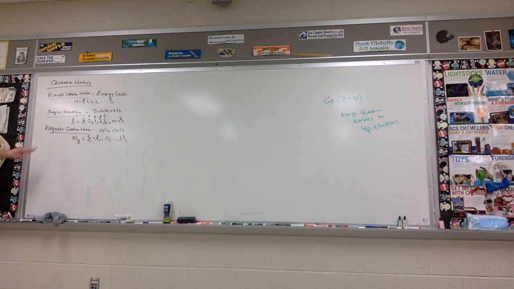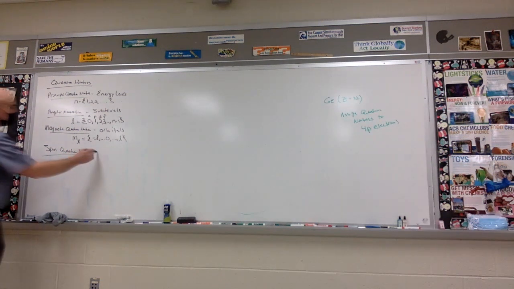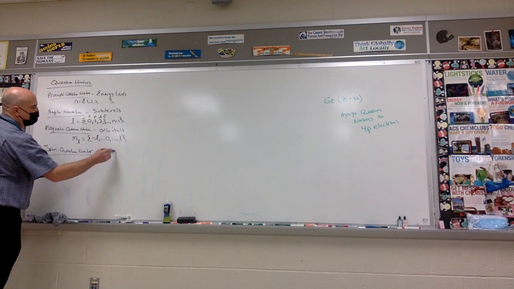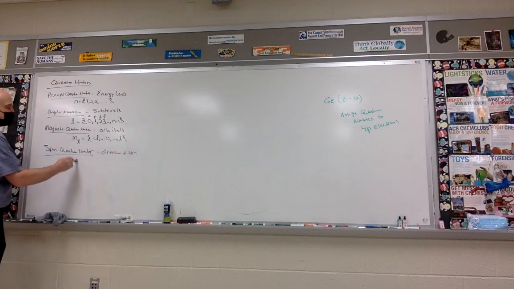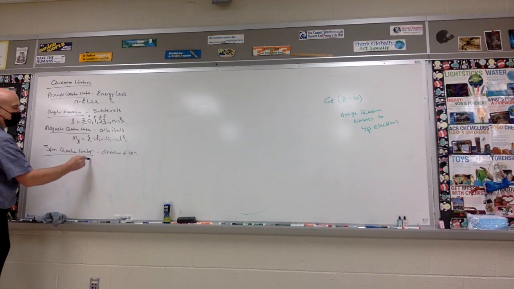And what's the last one then? Right, the spin quantum number, which just defines direction of spin, right? And your possible values for that then are what? -1/2.